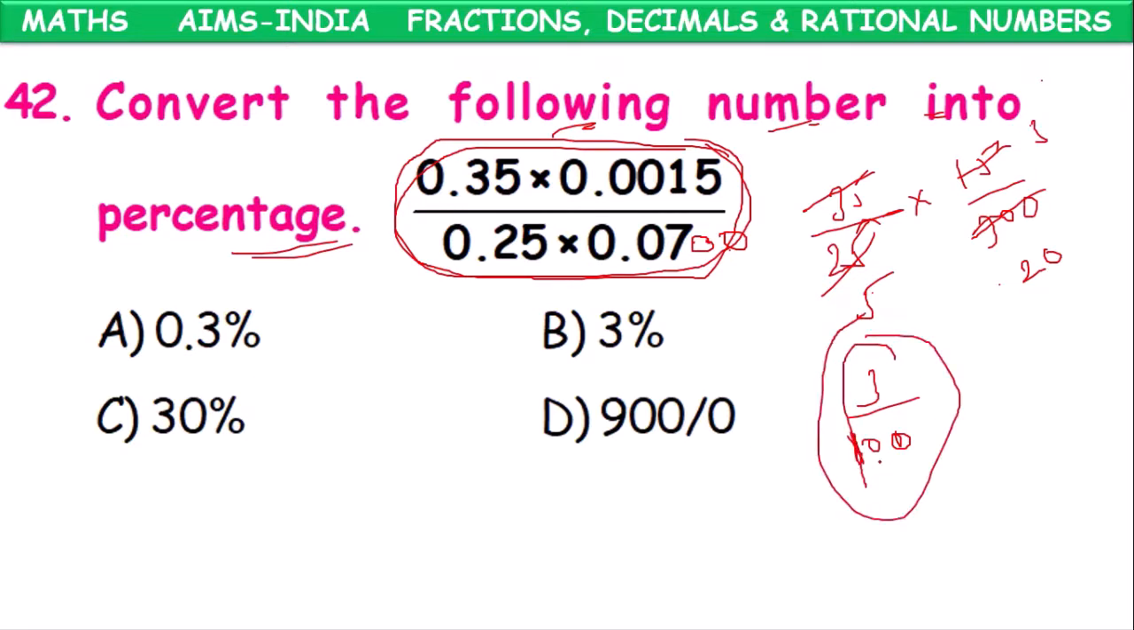3 by 100 means what percentage? Percentage means into 100. 3 by 100 means into 100, cancellation, 3%. So 3 by 100 equals 3%.